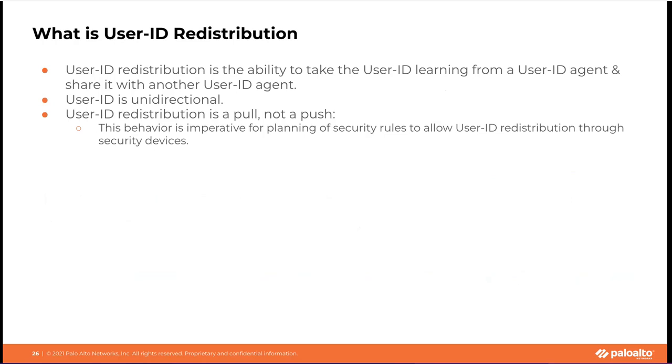The direction of the user ID distribution is important in this case. If the user ID redistribution is going through security devices, one agent pulls information from another agent, it's not a push. And the data movement is not bidirectional.